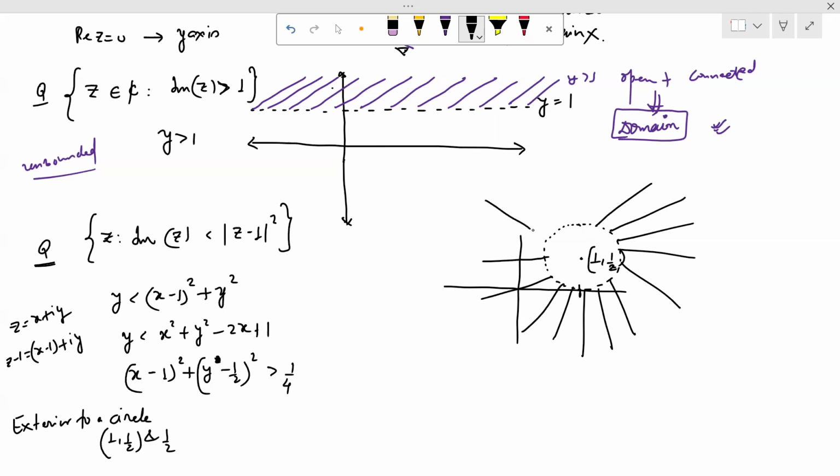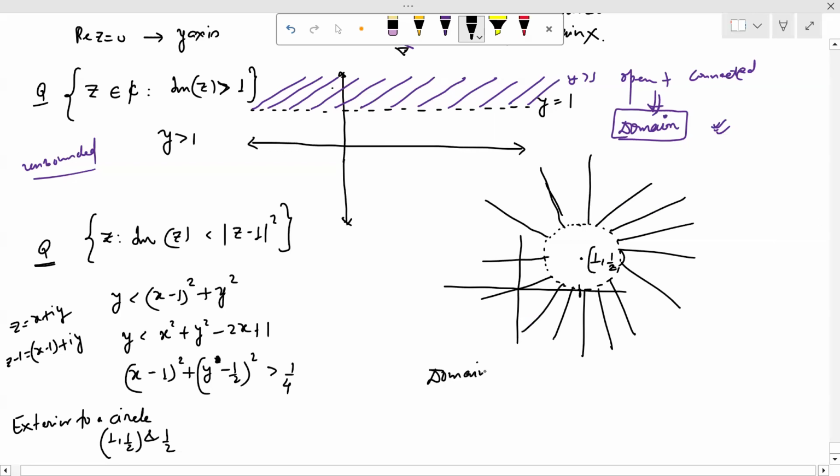What do you think that this region is? This region is clearly open as well as connected. So therefore, this forms a domain. This is both open and connected. However, think about it, this is an unbounded region. So basically, this region would be called a domain precisely.